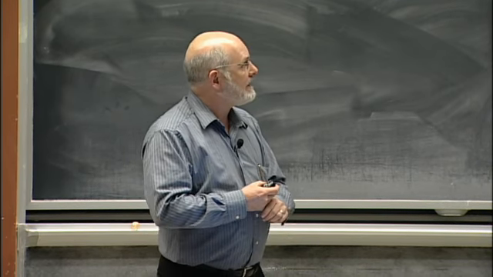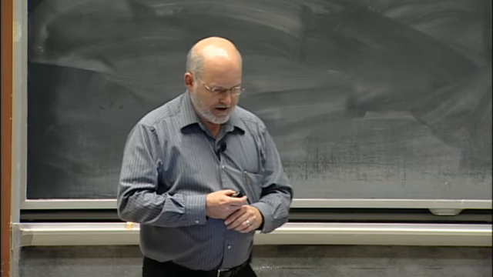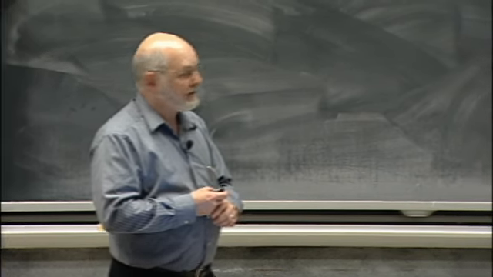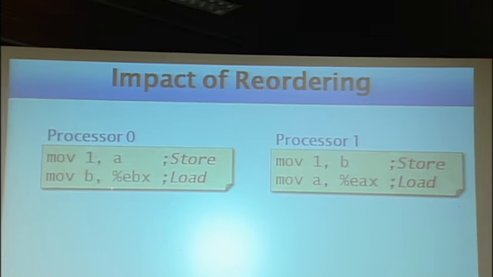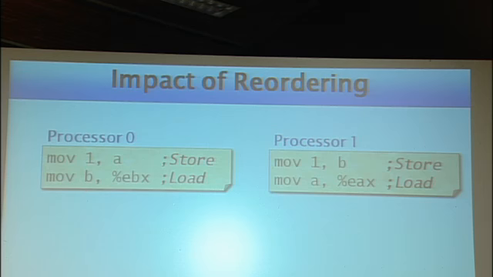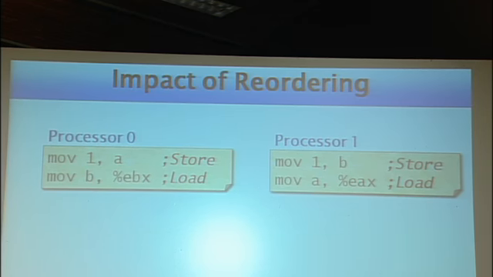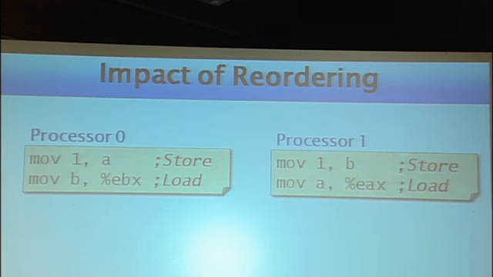So what's the impact of reordering? Here we have our example from the beginning for the memory model, where I'm storing a 1 into A and then loading whatever is in B, and similarly over here the opposite. So what happens if I'm allowed to do reordering? What can happen to these two instructions?